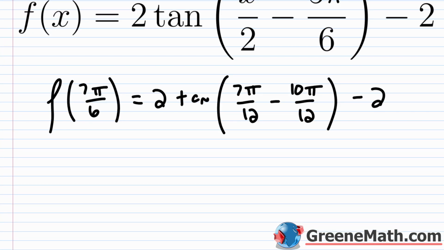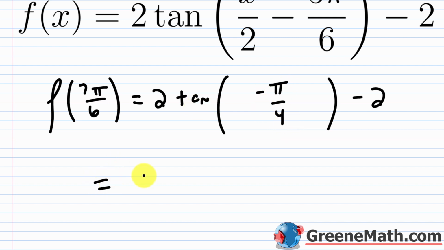Let me slide down here a little bit. So 7 pi over 12 minus 10 pi over 12, that is going to be negative 3 pi over 12. So notice that that simplifies to negative pi over 4. And again, we know that the tangent of negative pi over 4 is negative 1. So this becomes 2 times -1 minus 2.